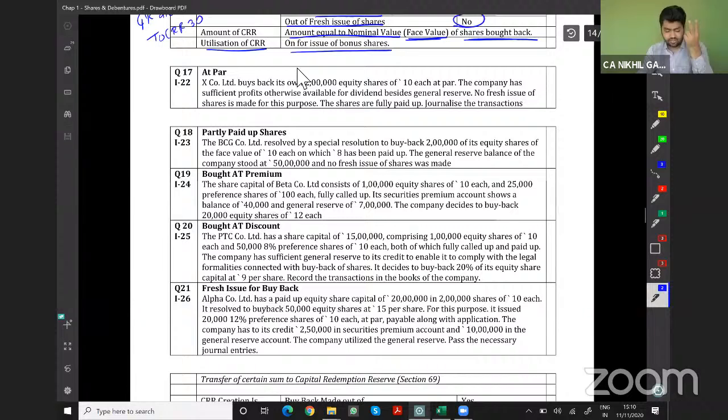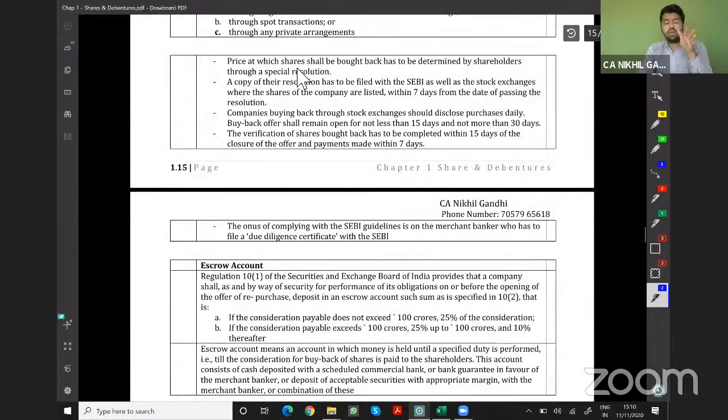Preference shares maximum 20 years. In case of debentures, maximum is 10 years, but for certain companies it is 30 years. Tenure will be 30 years. These are companies engaged in setting up infrastructure projects, infrastructure financial companies, infrastructure venture funds, non-banking financial companies. And the fourth one is permitted by law.